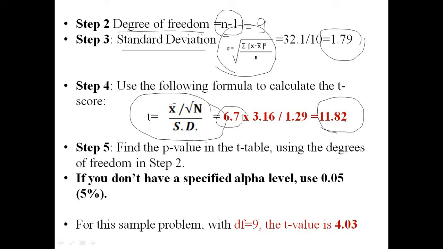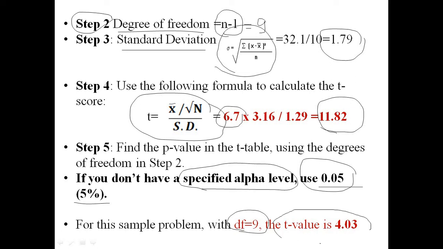Then we have to compare this value with the tabular value. What is the tabular value? There is a table to compare this value by using the degree of freedom and level of significance. Remember that if no alpha level or significance level is specified in your example, then you have to use 0.05. For this sample, the degree of freedom is 9 from step 2, and the t value is 4.03.